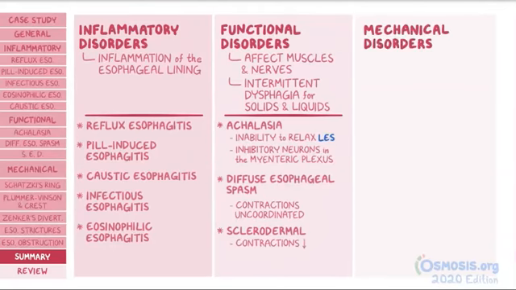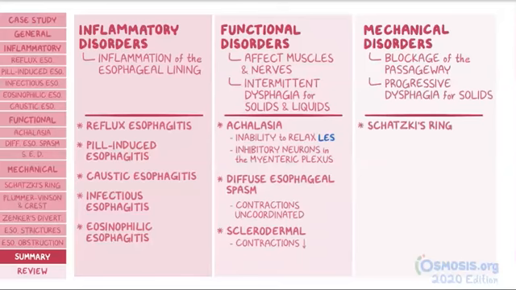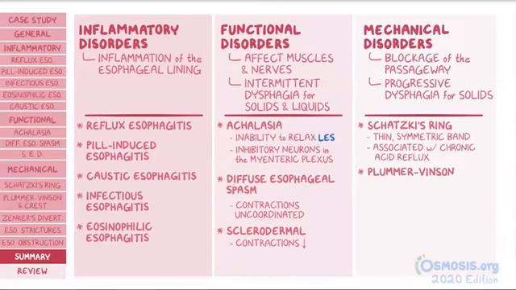Mechanical esophageal disorders are characterized by the blockage of the passageway, and they typically cause progressive dysphagia for solids. Schatzki's ring is a thin, symmetric mucosal band, most commonly located at the gastroesophageal junction, and it can be associated with chronic acid reflux. Plummer-Vinson syndrome is known for causing dysphagia, iron deficiency anemia, and esophageal webs, which are thin asymmetric membranes that don't occupy the entire circumference of the lumen, and appear in the upper third of the esophagus.